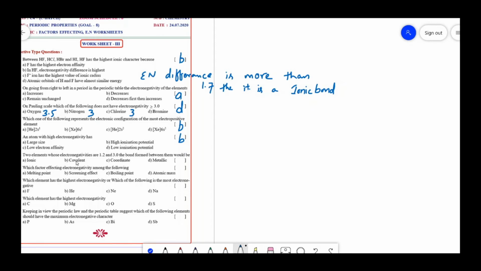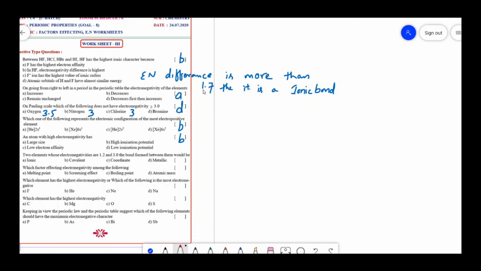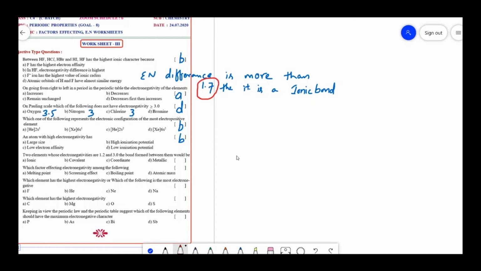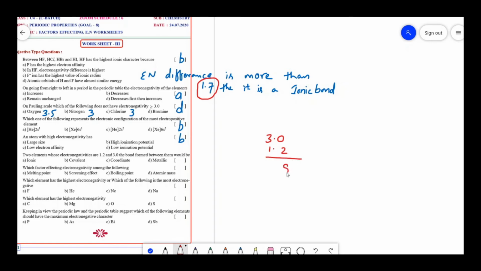Two elements whose electronegativities are 1.2 and 3.0, the bond formed between them will be? The first question itself I gave this point. If the electronegativity difference is more than 1.7, it is ionic. If it is less than 1.7, then it is covalent. So you can measure this. 3.0 minus 1.2 is how much? 1.8. So 1.8 is more than 1.7, so it is said to be ionic. So the answer is A.